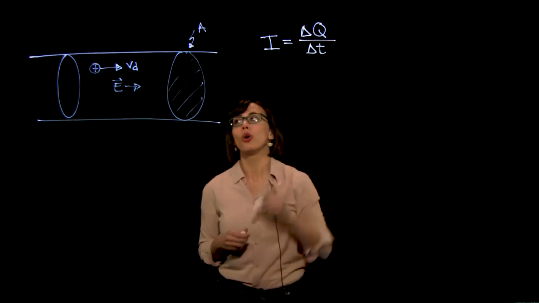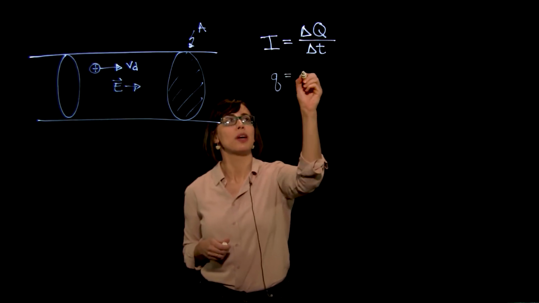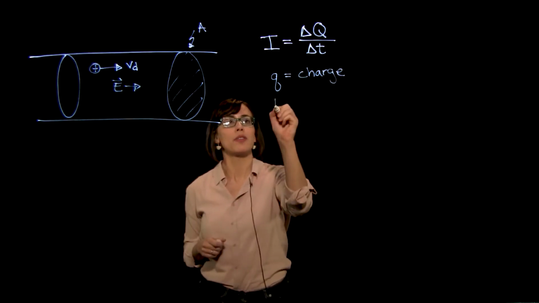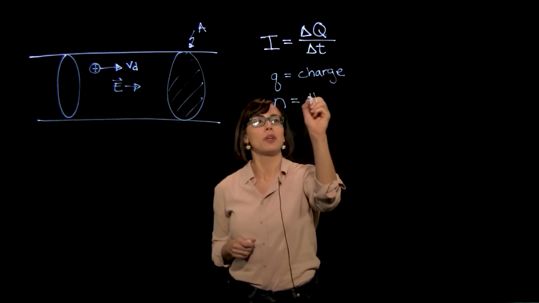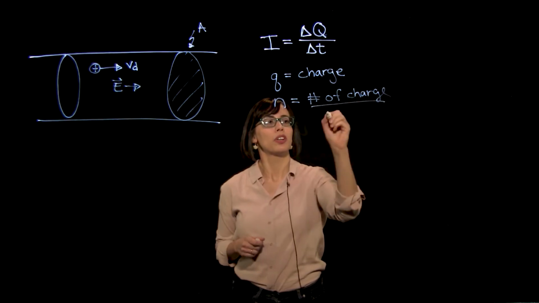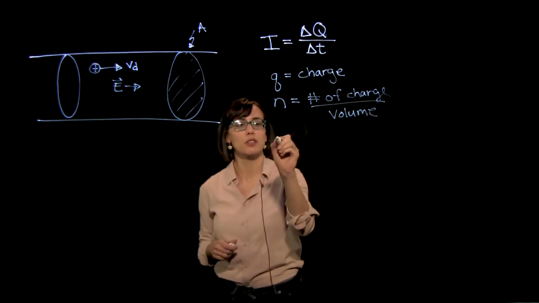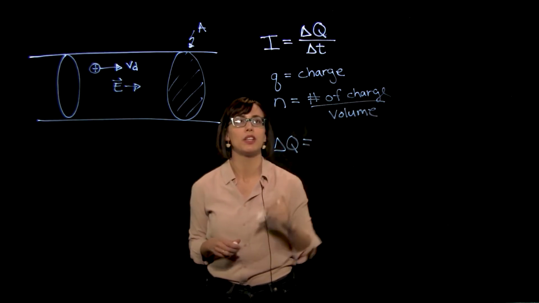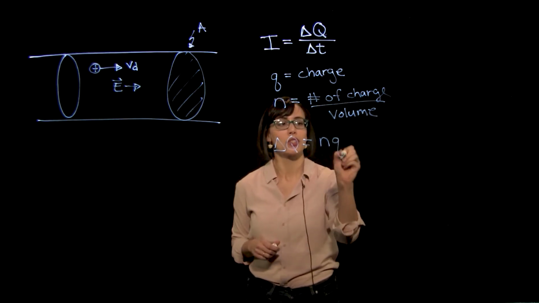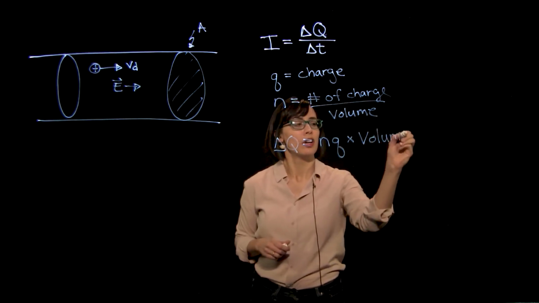So to figure out how much total charge is flowing, we first need to say, well, each individual charge has some amount of charge, little q. And in total, going down our wire, we have some small n, which is the number of our charge carriers per volume of our wire. So from this, we can start to write down what our total charge, delta big Q, is. That's just going to be the total number of charges per volume times the charge of each one of our charge carriers times the volume of our wire.